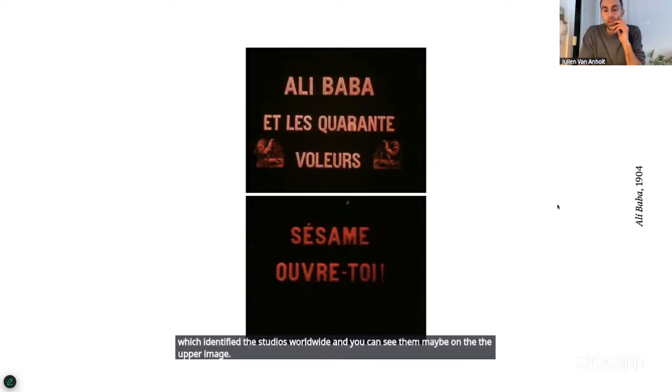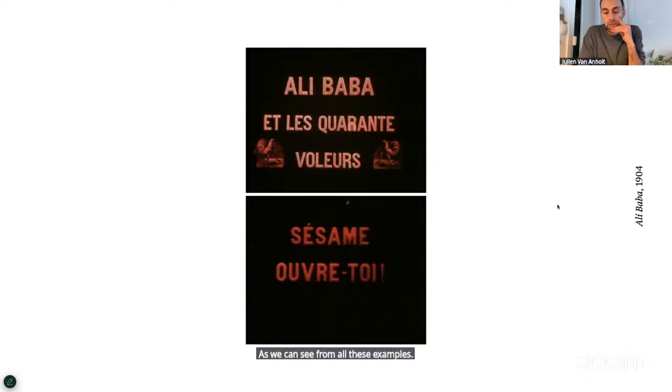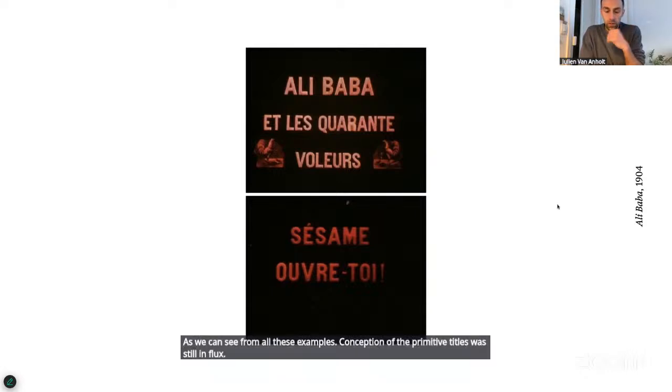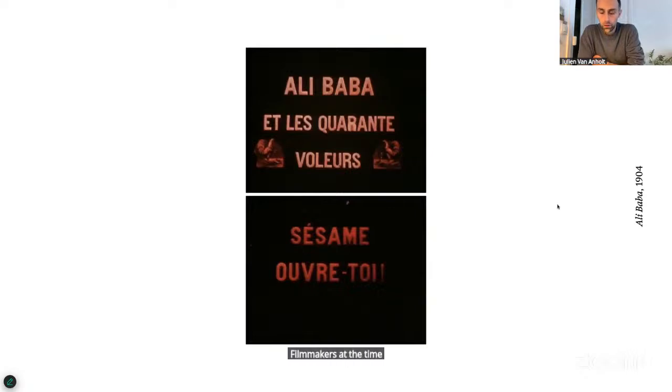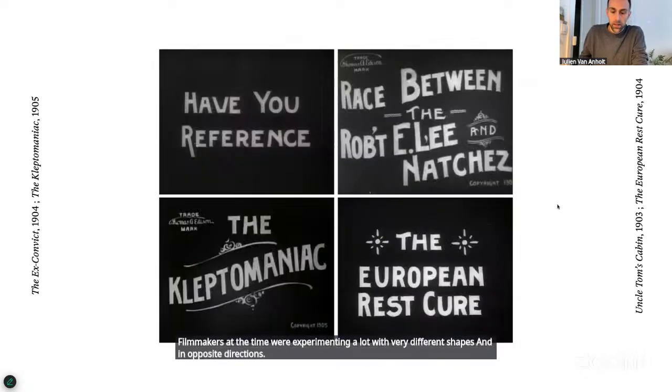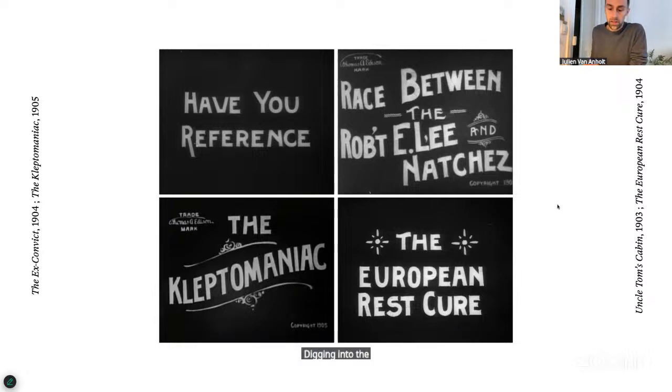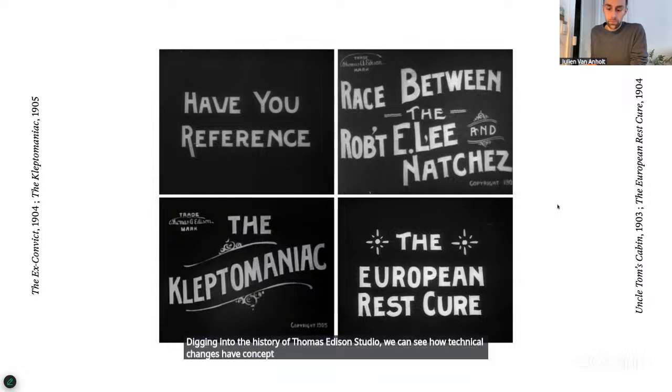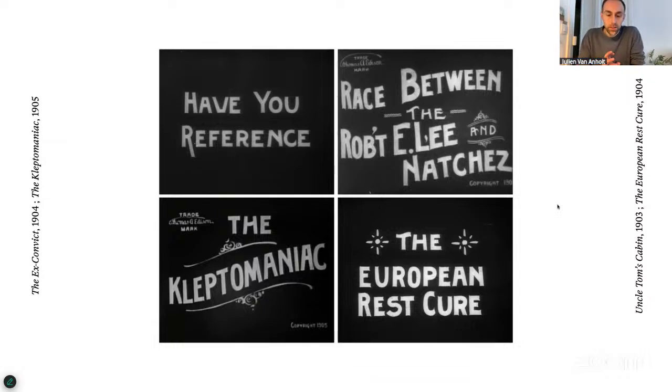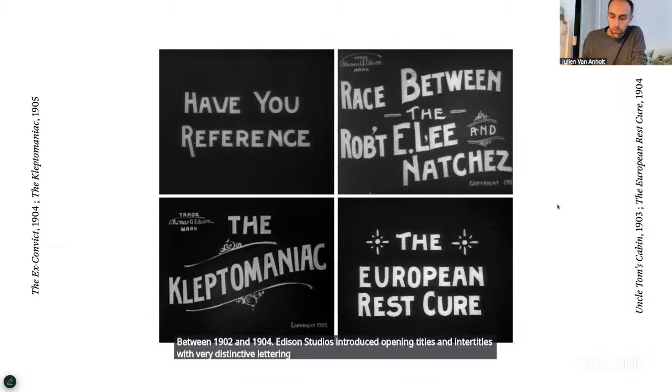As we can see from all these examples, the conception of the primitive title was still in flux. Filmmakers at the time were experimenting a lot with very different shapes and in opposite directions. Digging into the history of Thomas Edison Studio, we can see how technical changes have conceptual repercussions. The technical discoveries were clearly influencing the shape of the letters that appear on titles. Between 1902 and 1904, Edison Studios introduced opening titles and intertitles with very distinctive lettering derived from letter painting.